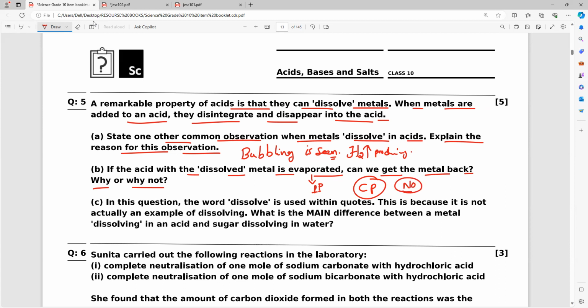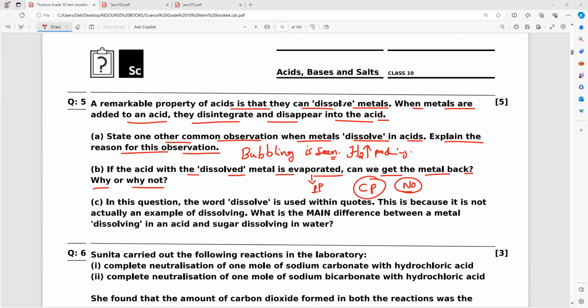No. Note, ninth class chemistry, second chapter, Matter Around Us Pure. We studied that chemical reactions cannot be separated by physical methods. You cannot separate any kind of chemical reaction by physical methods. Evaporation is a physical method. So the metal which is present is a part of a salt solution, and you cannot get it back by evaporation. That is the answer. Do you understand?